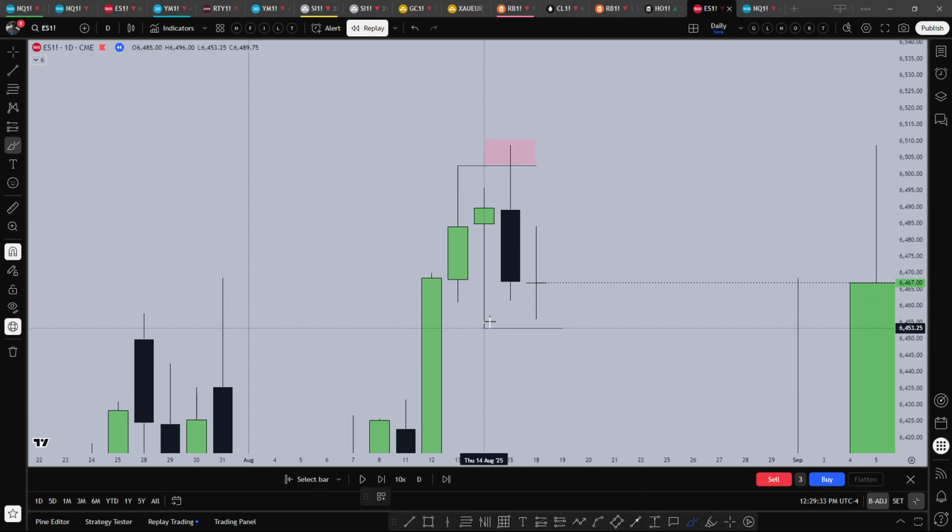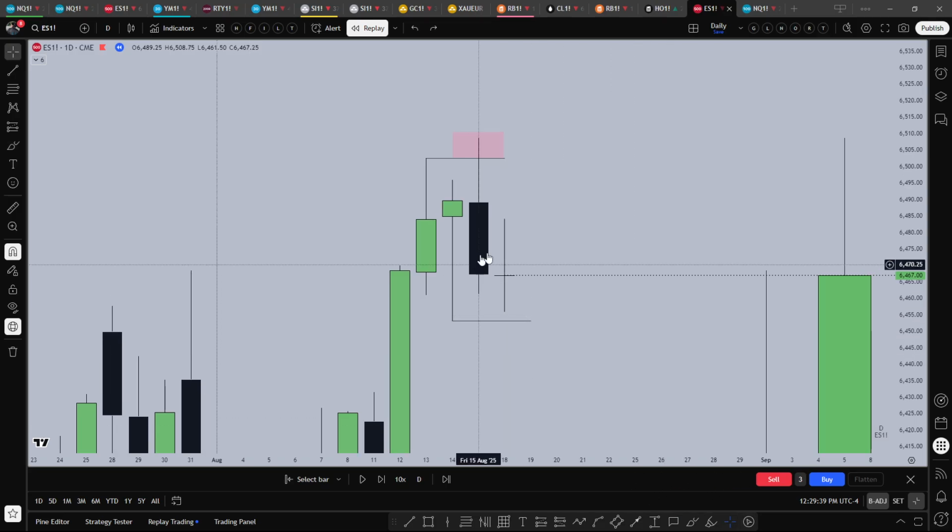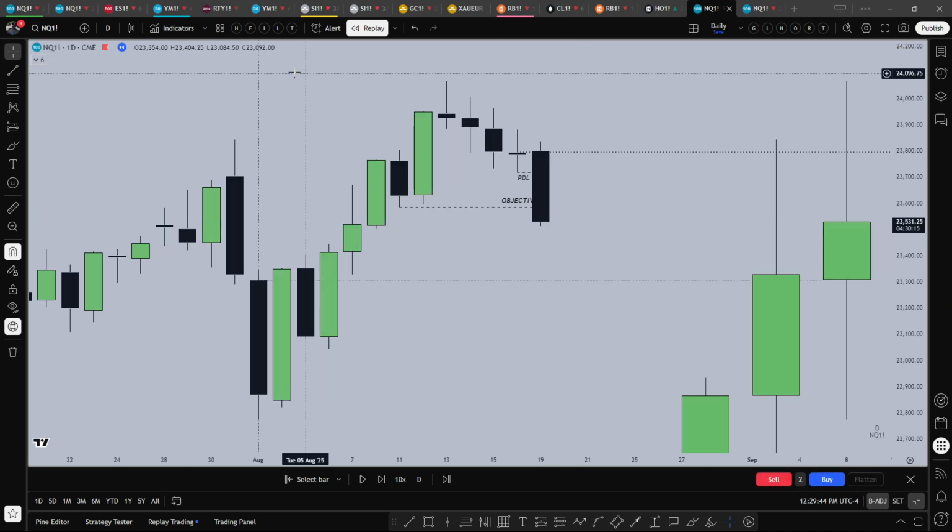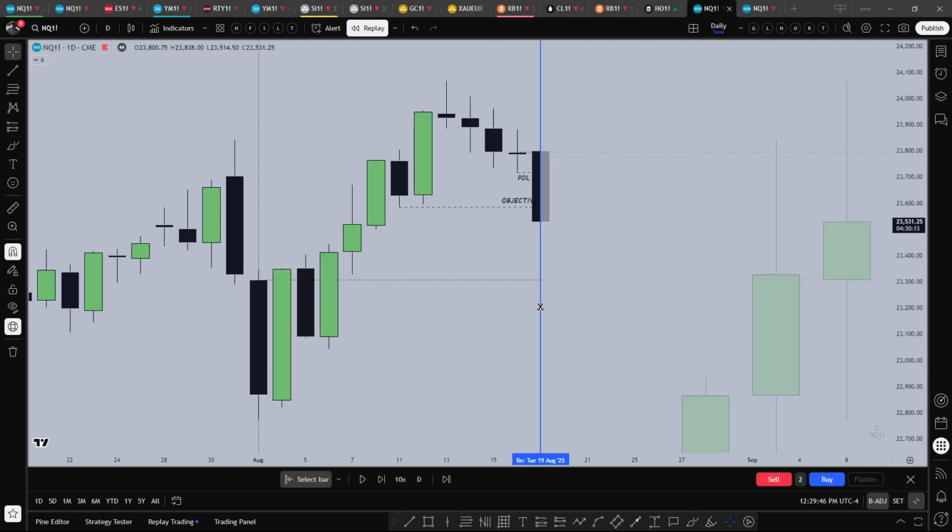Many people said this is something like this kind of SMT. I don't use that. You can if you want. And so based off of that, I had a bit of expectation for NQ as well.